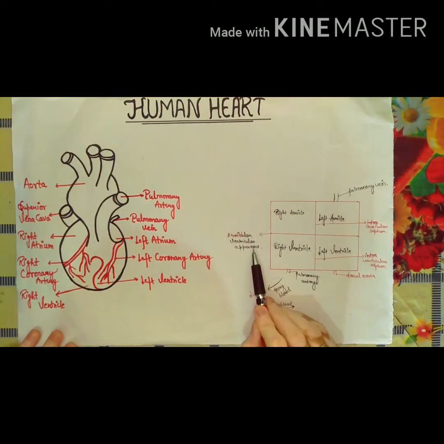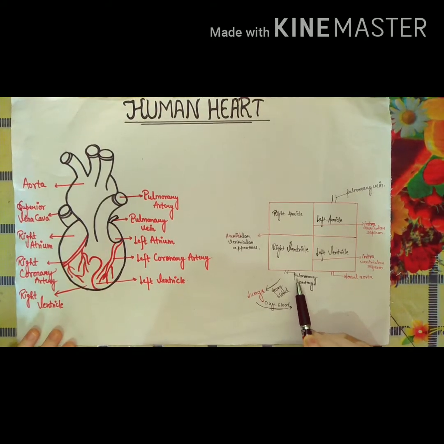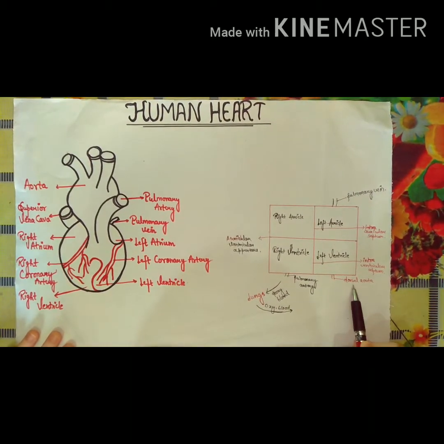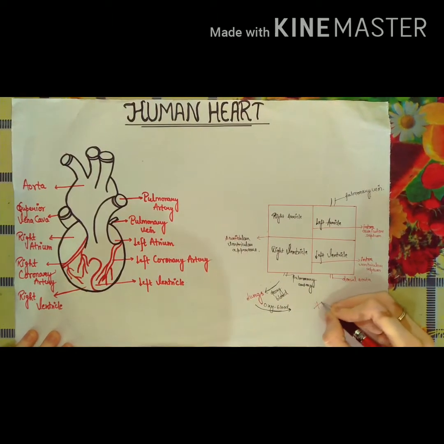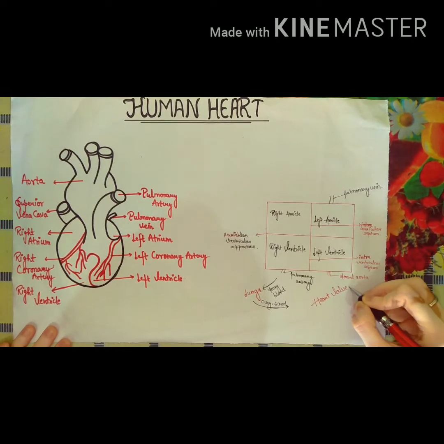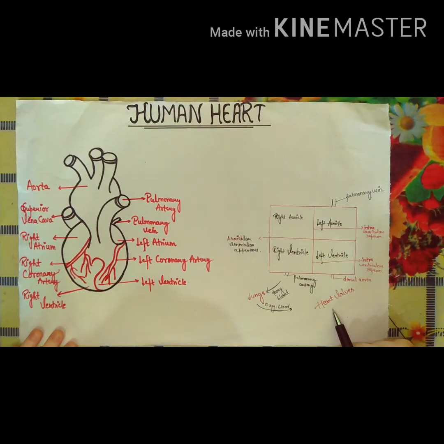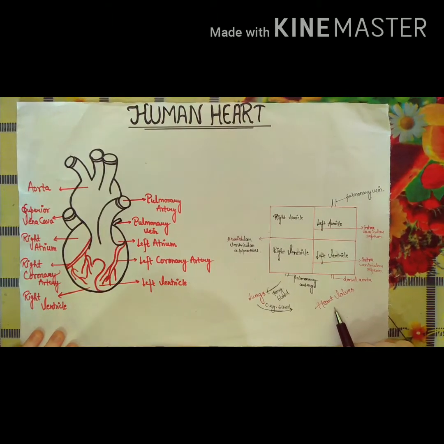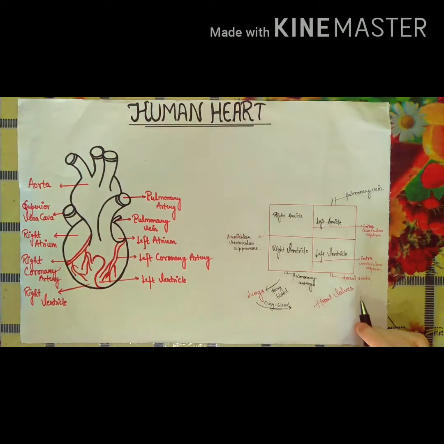The auriculoventricular aperture and the openings at the base of the pulmonary artery and dorsal aorta are guarded by heart valves, whose main function is to prevent backflow of the blood and maintain a unidirectional flow of blood.